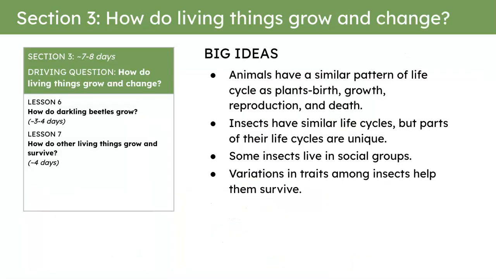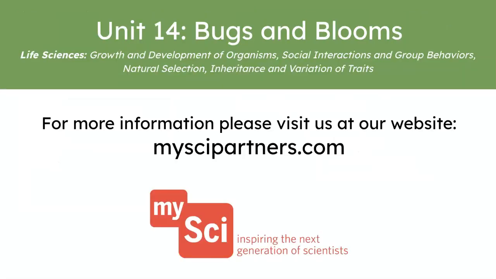Through the storyline of Section 3, students gain an understanding of these standards-based big ideas. Animals have a similar pattern of life cycle as plants: birth, growth, reproduction, and death. Insects have similar life cycles, but parts of their life cycles are unique. Some insects live in social groups. Variations in traits among insects help them survive. Section 3 should take about 7 to 8 days to complete.